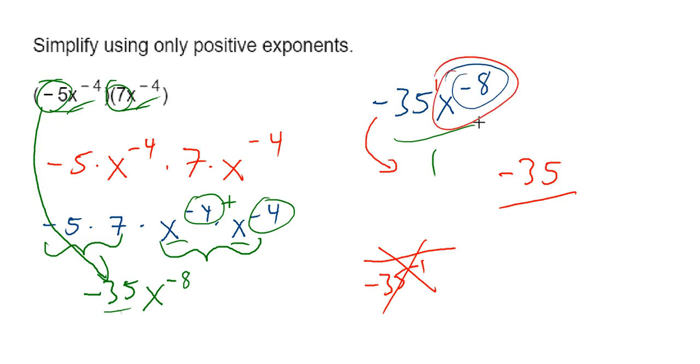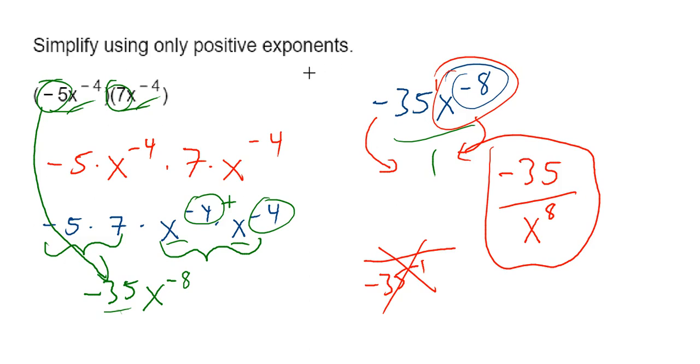But the x can be flipped down to the bottom. And by doing so, we'll change the sign of the exponent from -8 to +8, right? We can change negative exponents. We cannot change negative numbers. So this would be my final answer, and it meets all of the criteria, right? One of each variable, no negative exponents, and we are simplifying or reducing the numbers.